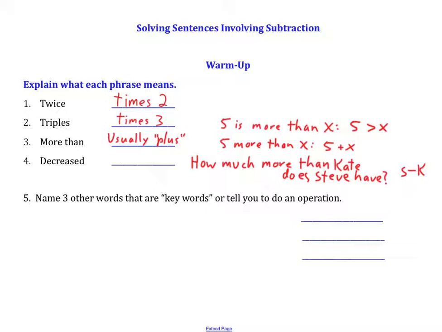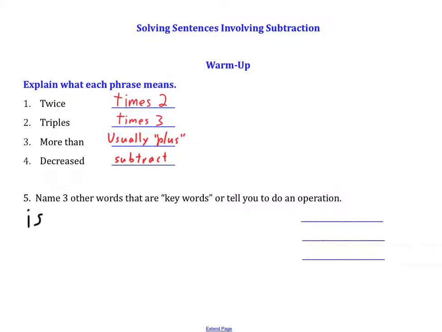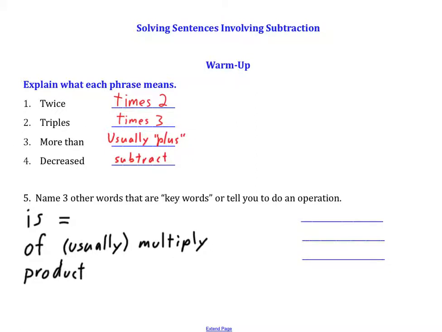The word decreased tells us we're going to be subtracting. Some other key words that we'll often see: generally can be substituted with equals. Of tells us we're multiplying, usually. Product tells us we're going to multiply. Quotient means we're going to divide. Difference means we're going to subtract.